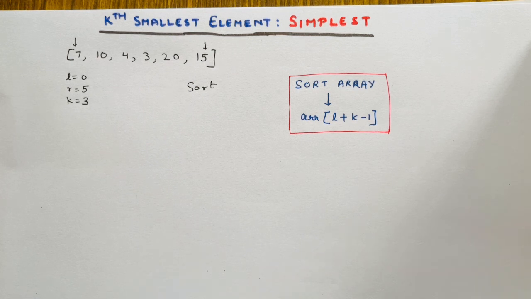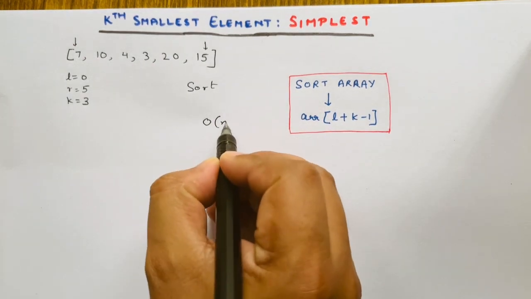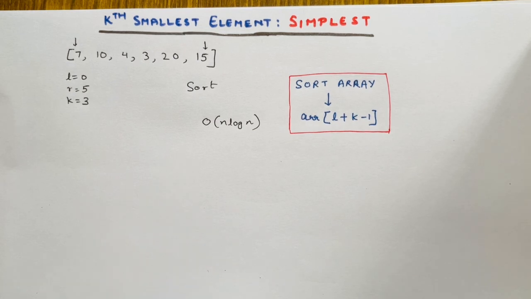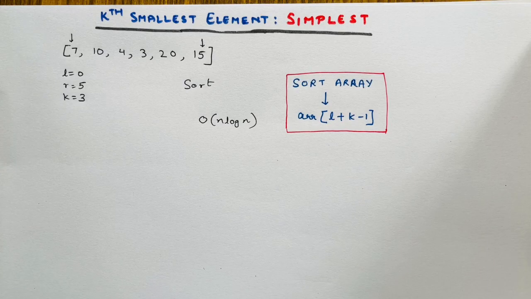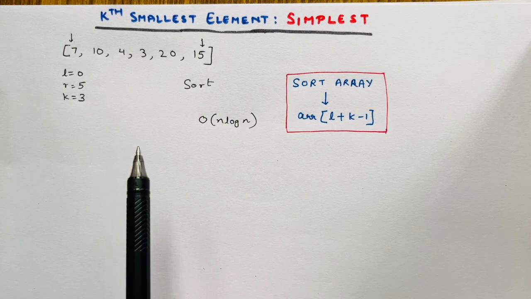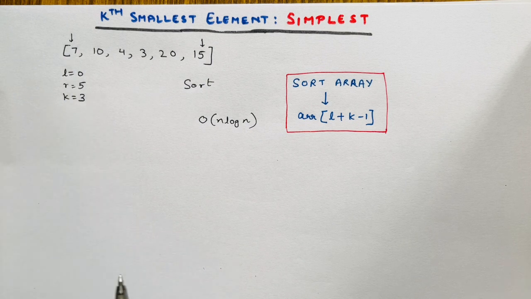Now what will be the time complexity of this solution? It will be big O of n log n, because any efficient sorting algorithm takes big O of n log n. But is this efficient? We are here sorting the whole array while we don't care about the elements that come after the kth smallest one. So sorting the whole array is definitely not an efficient approach.